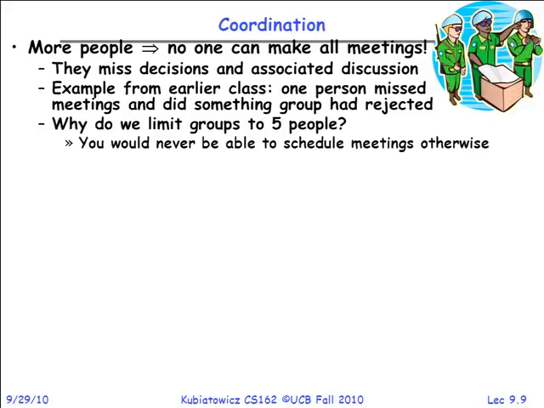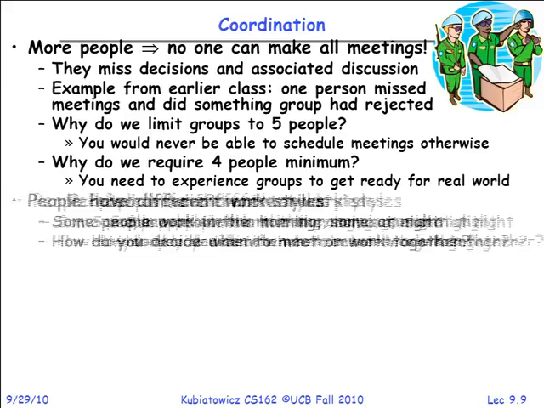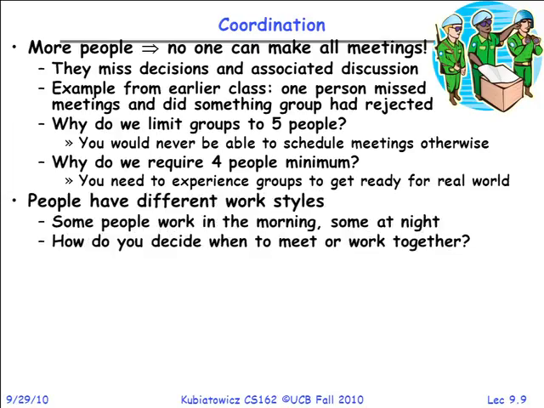Why do we limit groups to 5 people? Well, because I think more than 5, we would never get anything done. That's my experience with Berkeley students. Why do we require 4? Well, because there's a lot of work to do. And you probably want to experience groups to get ready for the real world because they're going to be much bigger in the real world.